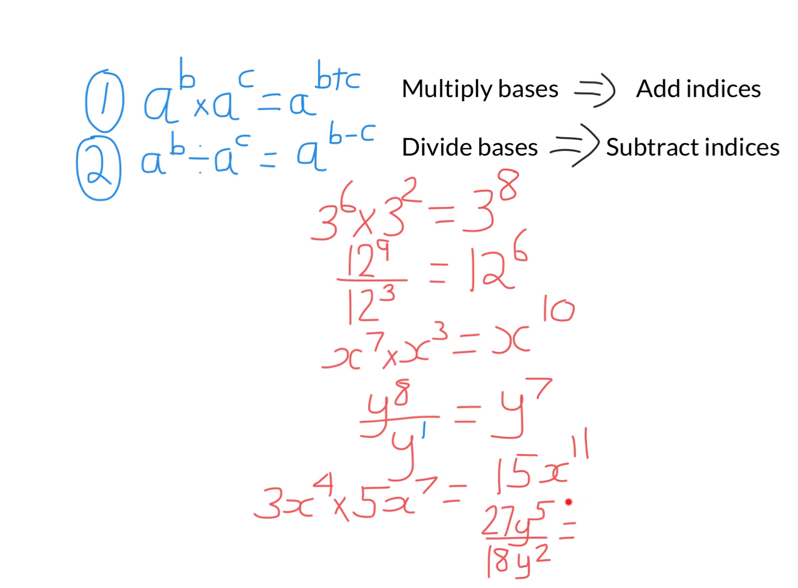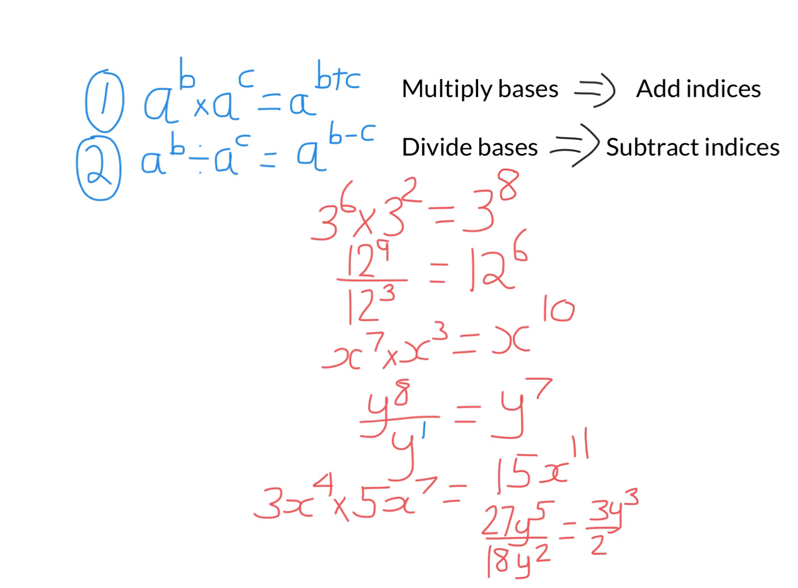So similarly for this one down here, 27 over 18, or 27 divide 18, we're going to do the numbers separately. 27 over 18 is 3 over 2. You can use your calculator if you need help simplifying. And then we go y to the power of 5, divide y to the power of 2. So keep the same base, subtract the powers, and we're done.